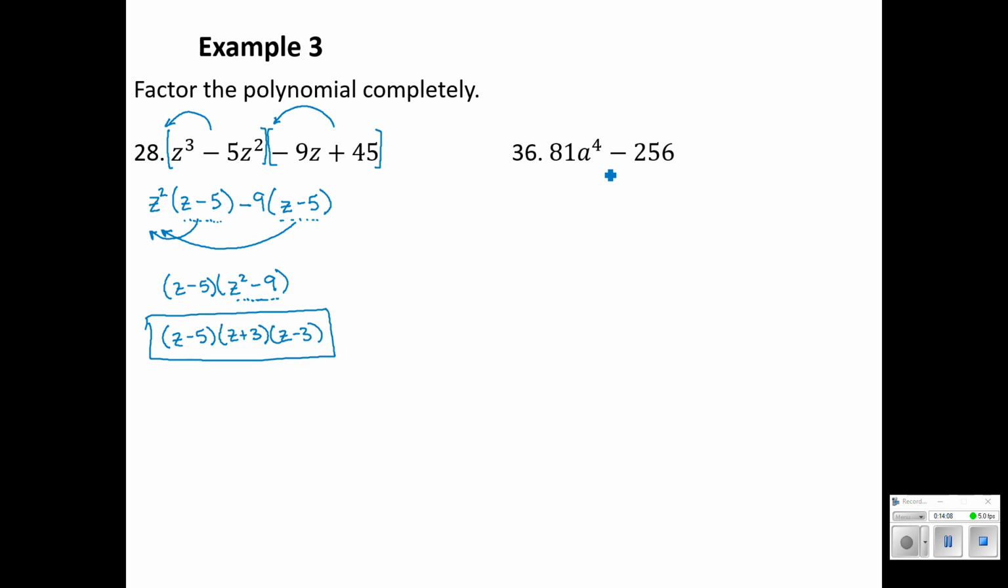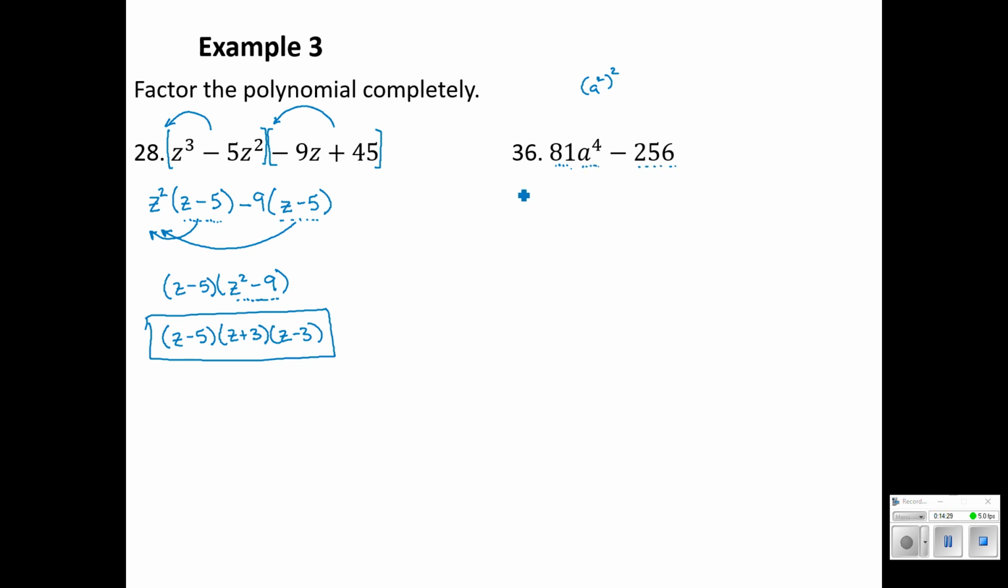For 36, I cannot take out a greatest common factor here, unfortunately, but we are lucky that, hey, 81 is a perfect square. a to the 4th, I can take the square root of that, right? That's just a squared squared. And then 256 is 16 squared.